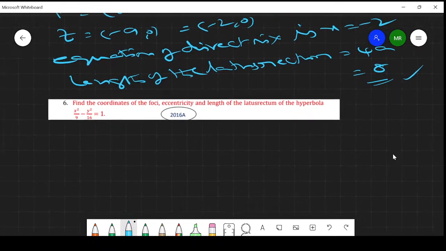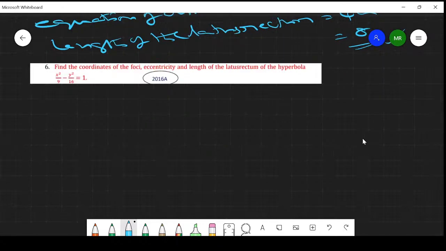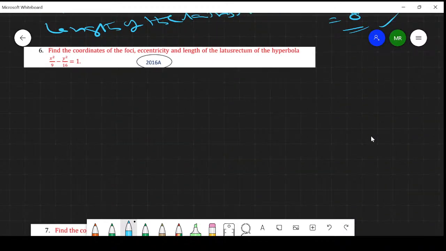Find the coordinates of the foci, eccentricity, length of the latus rectum of the hyperbola. I will give a brief about this hyperbola here, then we will discuss the problem. The equation is y square by 9 minus x square by 16 equal to 1. You can compare hyperbola with ellipse also.